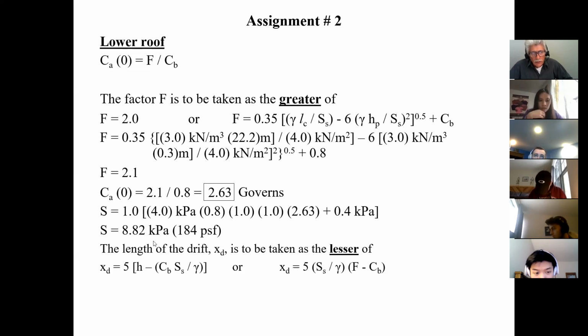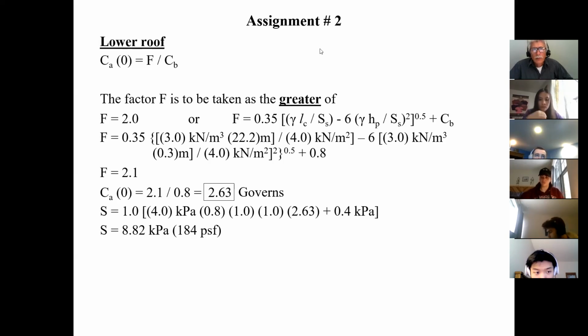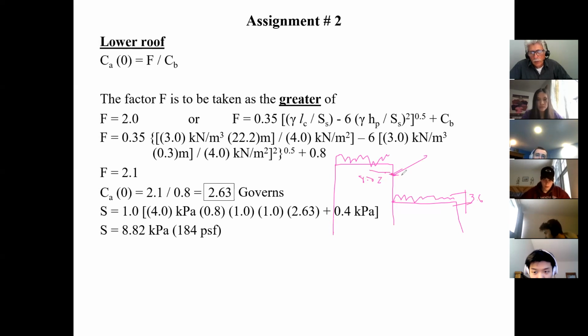Now that I've calculated this, basically what I've done is, here's my upper roof, here's my lower roof. Here's the snow I've calculated. And of course I have the same load here, but the difference is that right at this point, the load has gone from 3.6 kPa all the way up to 8.82 kPa. So that would be the amount of snow I would get up here.